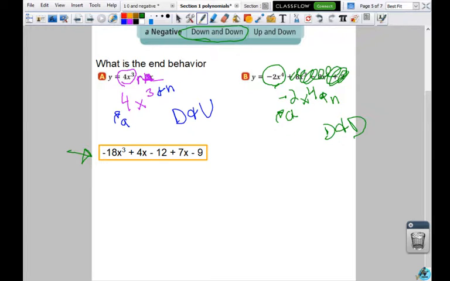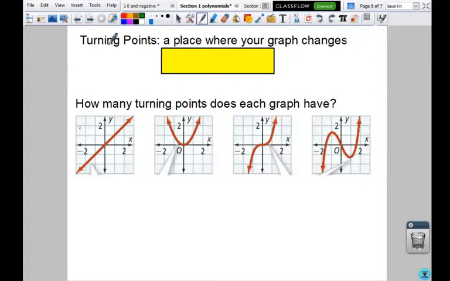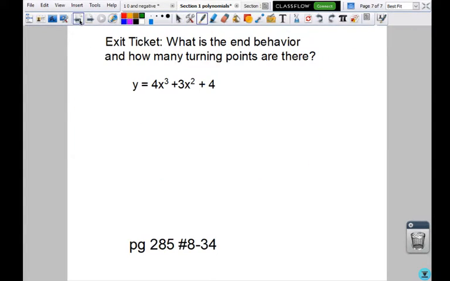So, Carissa, what's our end behavior? Up and down. Yeah, all right. Up and down. We just write U and D. You said it out loud. I'll tell her all the answers before she even does it. That's not right, scratch this out.